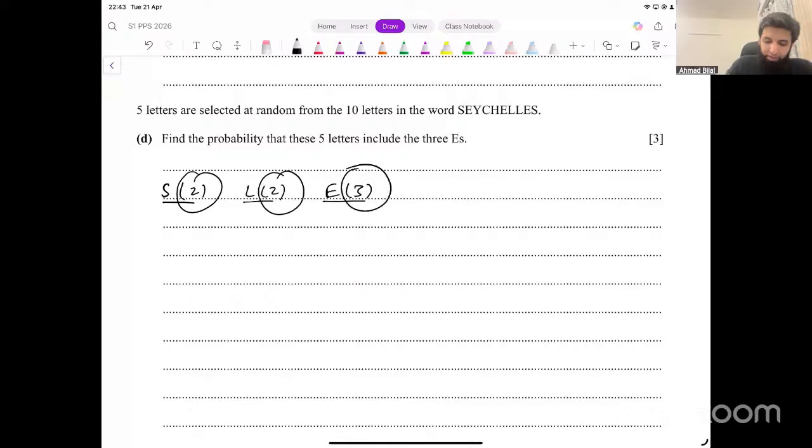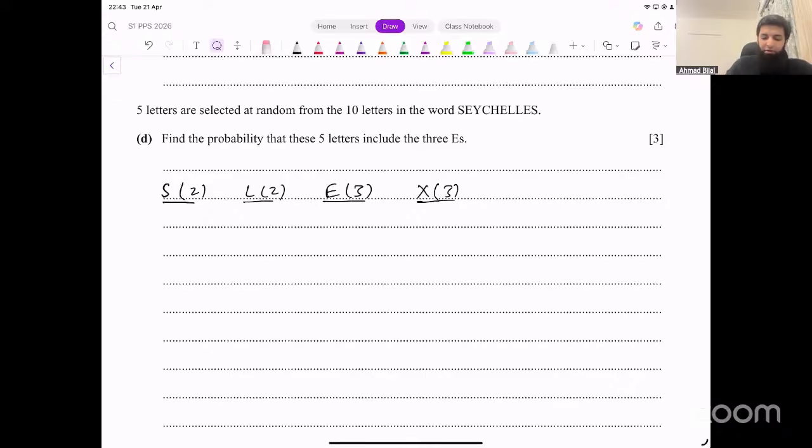2, 2, 3, that's 7. There are 10 letters in total. That means we have 3 remaining letters. Let's combine them, consider them X. So by X, I'm representing the non-repeated letters, okay? There are 3 in number.